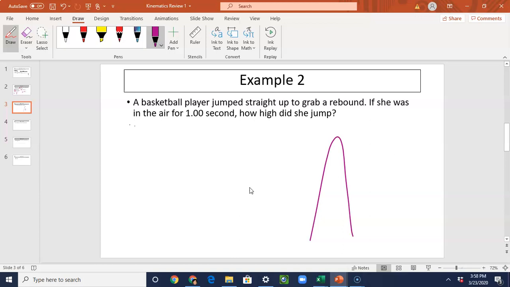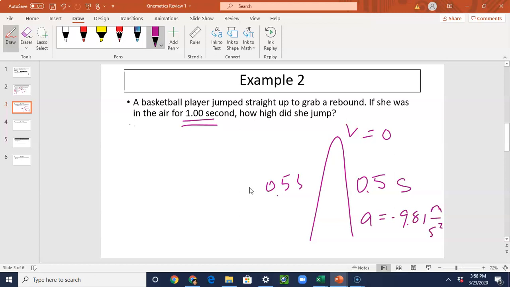We know going up time has to be the same as coming down. Because the total is 1 second, up time is 0.5 seconds and down time is 0.5 seconds. We also know at the very top v equals 0. The other thing we know, because she's in the air, is that acceleration is negative 9.81 meters per second squared. Whenever you know 3 things, you can figure out the rest.